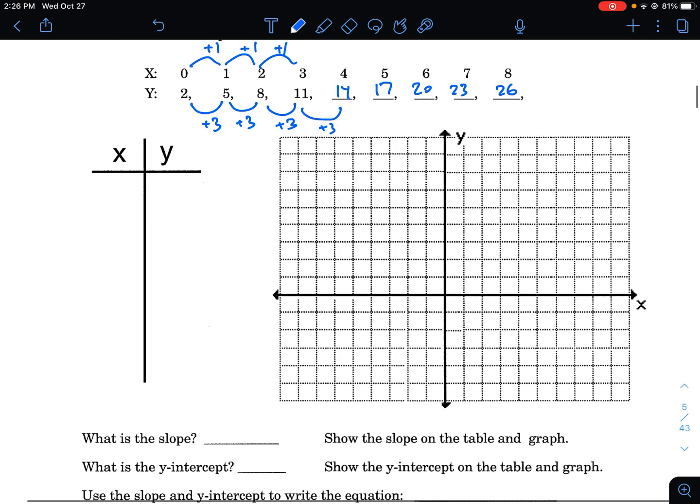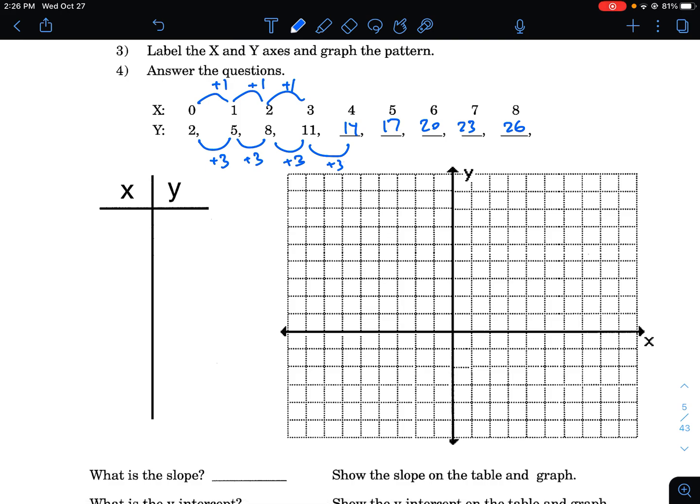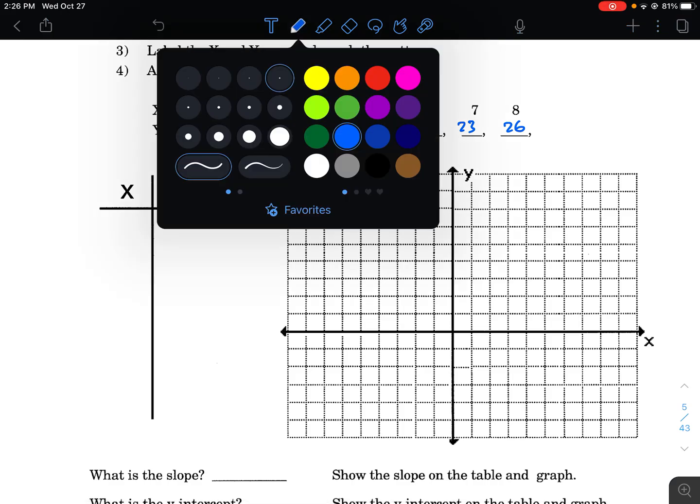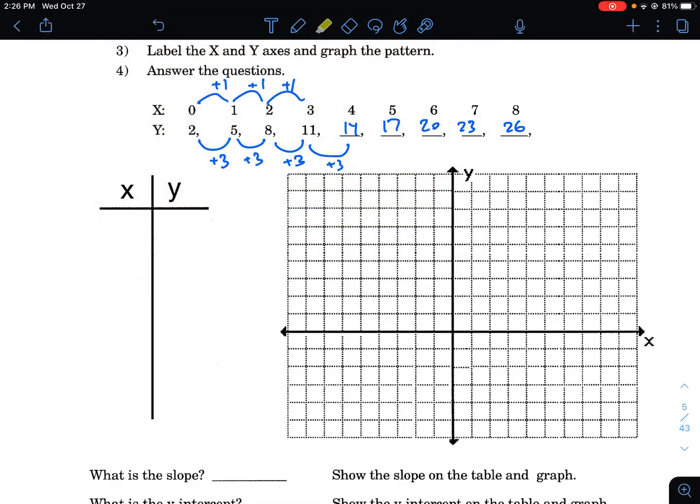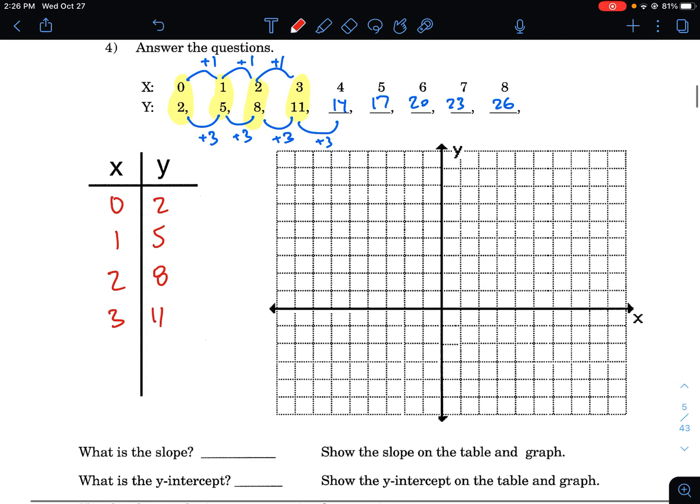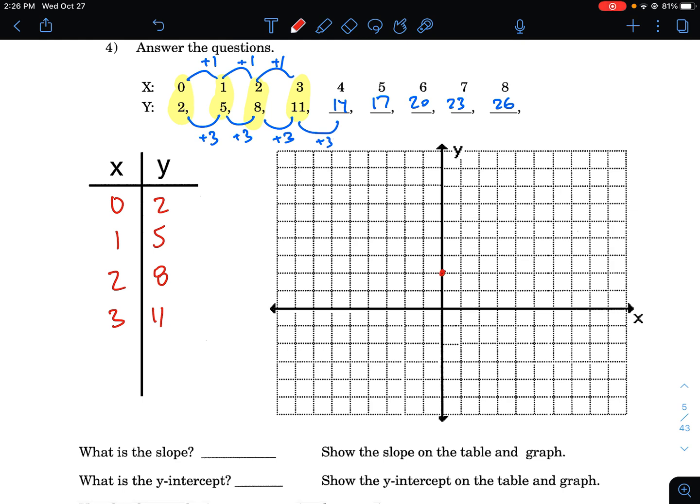All right. So let's write some points on our table. I'm just going to choose 3 points. My first set of points, 0, 2, 1, 5, 2, 8, and 3, 11. So 0, 2 is right there.